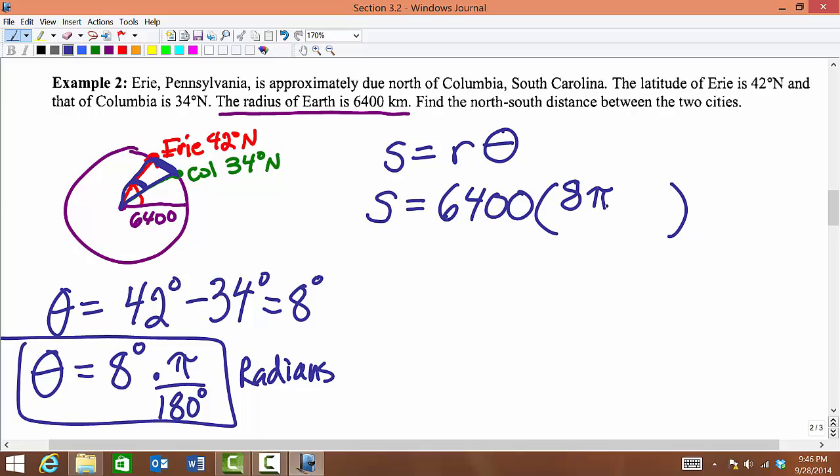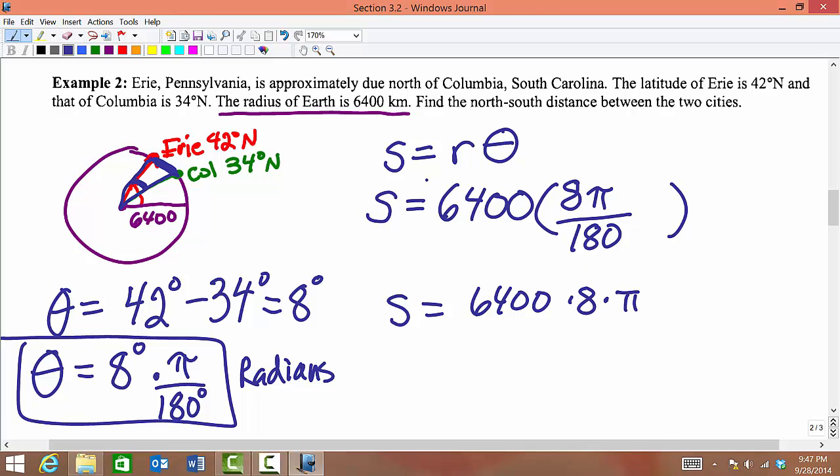So I'm going to multiply 6,400 times 8 pi over 180. And I'm going to put all of that into my calculator at once. So it should look like this, top times the top. So we're going to multiply all three of these together on top, and then we're going to divide by 180. And once again, if you put it into your calculator all at once, then make sure that you have parentheses around the numerator, and then divide by 180.